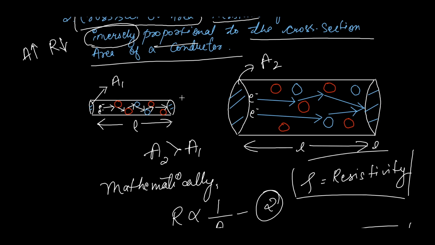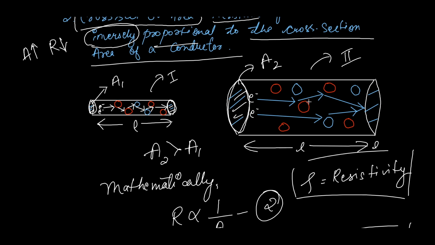But you can clearly see the cross section area here and the cross section area here are very different, A1 and A2. Okay, so A2 is clearly greater than A1. So what is going to happen is that there is a very small space for the electron to travel in this conductor 1, but there is a very large space between these positive ions and neutral atoms for the electron to travel in conductor 2.